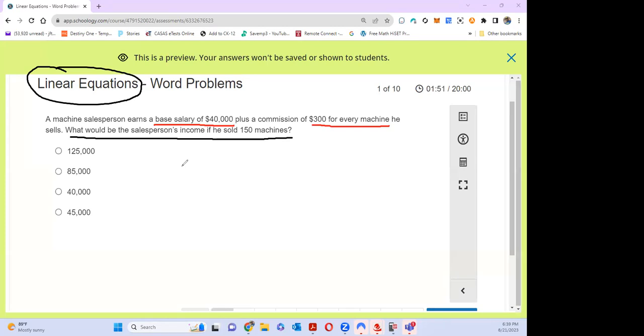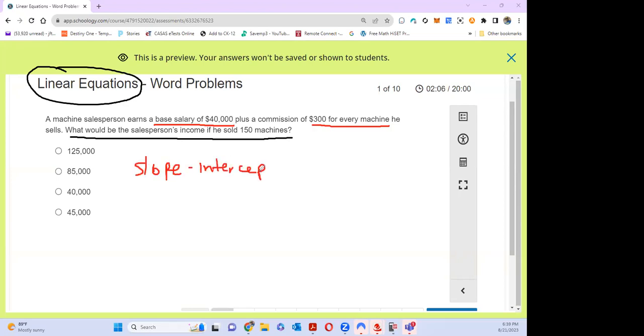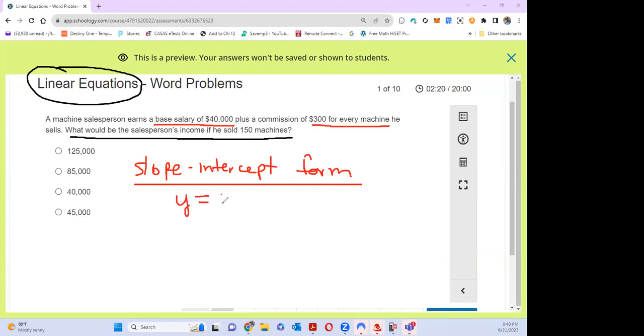So that's the first thing we have to make sure we know. There are two forms of linear equations that you should know. The first is called your slope intercept form. And what is that? Do you know the formula for slope intercept form? y equals mx plus b.